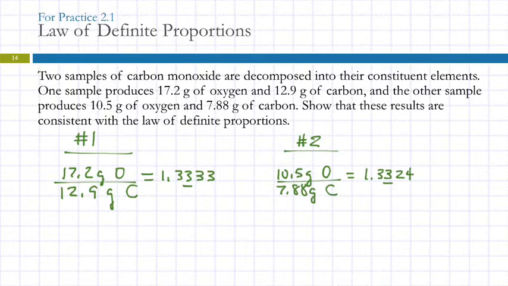My calculator did not give me the exact same number, but these would be considered to be the same. When we round them according to the rules of significant figures, they do come out exactly the same. They are not perfect because measurements were involved, but the ratio of oxygen to carbon is the same in all samples of carbon monoxide. Any questions?